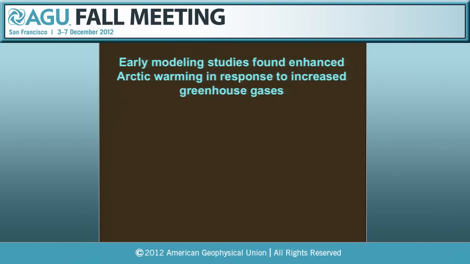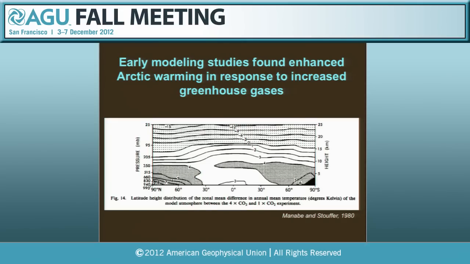So this is not a particularly new topic for those of you who have read the literature over the last 30-plus years. In fact, early modeling studies, now completed 30-plus years ago, found enhanced Arctic warming in response to increased greenhouse gases. I would say the first study that did this with a fully coupled three-dimensional climate model, equivalent to the type that we run today, was Manabe and Stouffer in 1980.